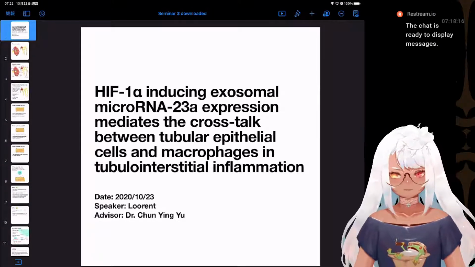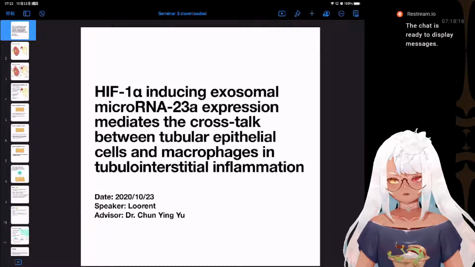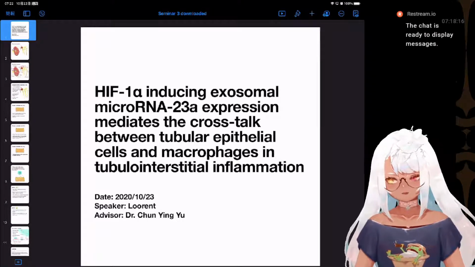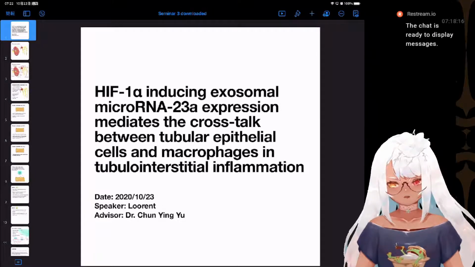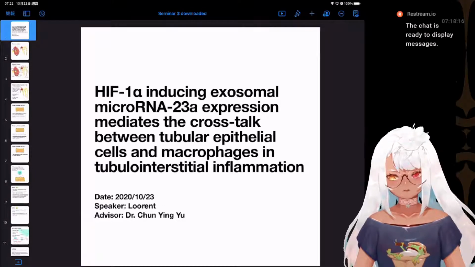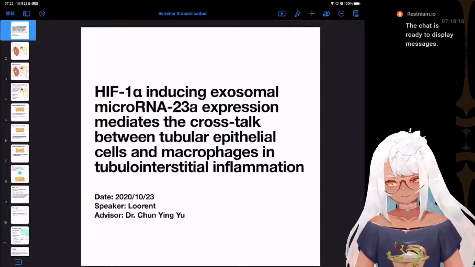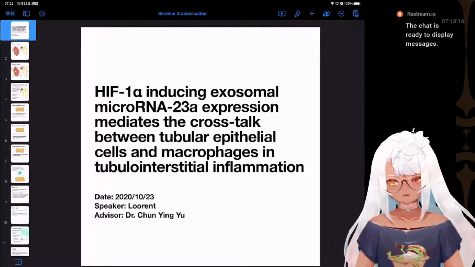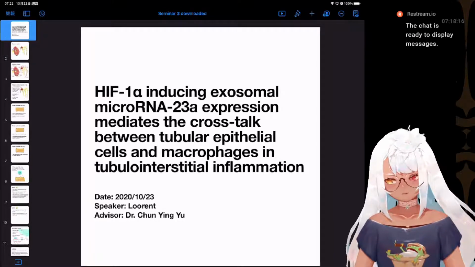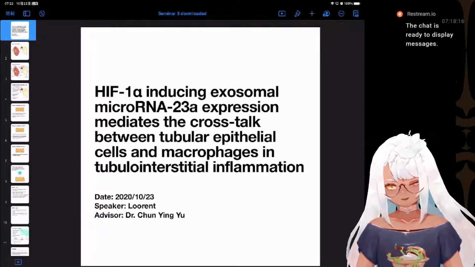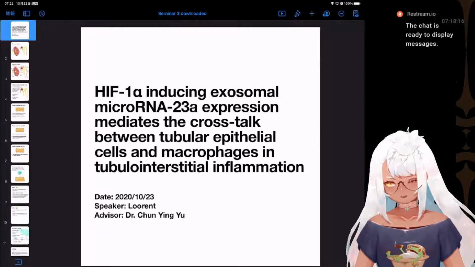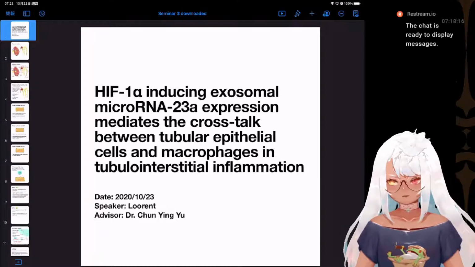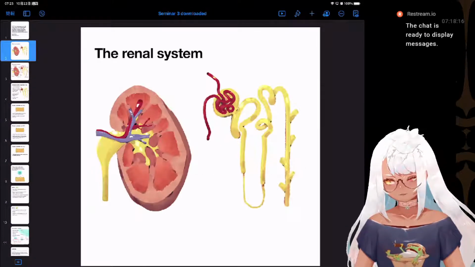So hi everyone, good morning. My name is Laurent, and today I'm going to talk about the interaction between tubular epithelial cells and macrophages in the development of tubular interstitial inflammation, which is caused by HIF1 alpha and microRNA 23A. So first of all, let's talk a little bit about the renal system.